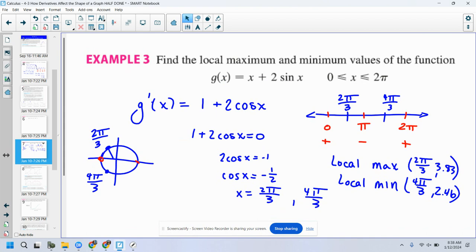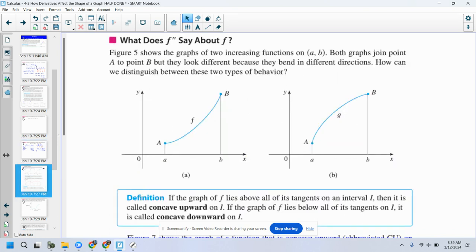Now, that was the single derivative. The whole section is how do derivatives affect the shape of the graph. So what if we now ask, what is the second derivative going to tell us? If we know the first derivative talks about the increasing and decreasing portions of the original function, what does the second derivative say?